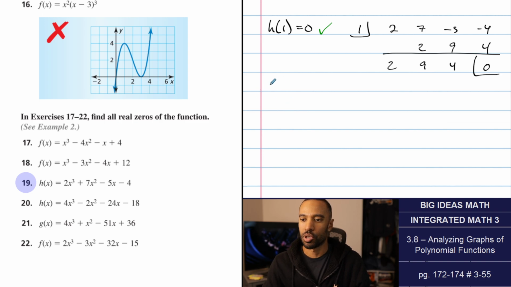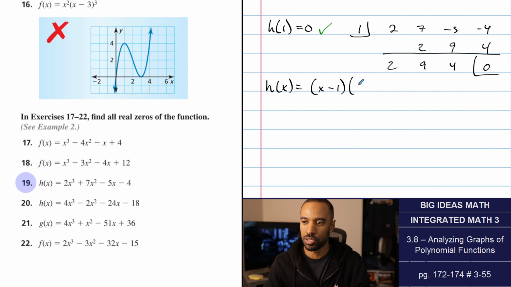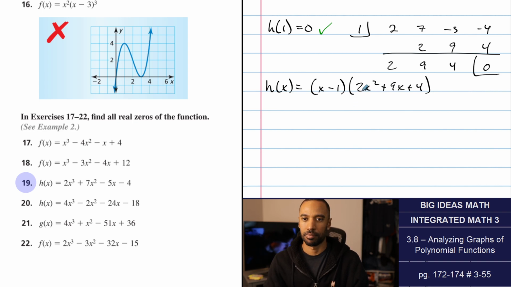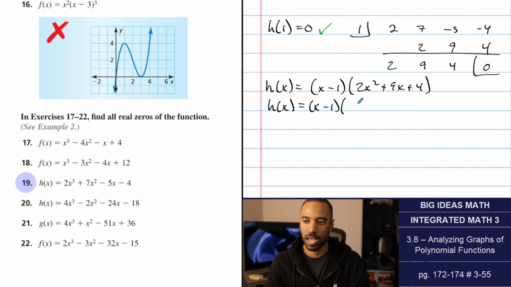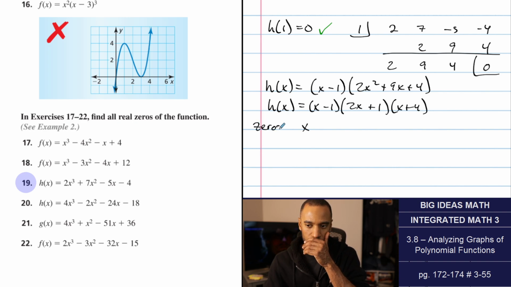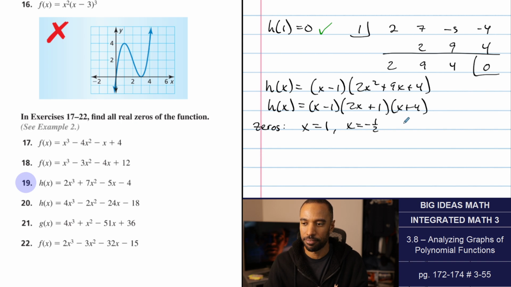All right, so this thing is h of x equals, now it factors to x minus 1 times 2x squared plus 9x plus 4. That is factorable to x minus 1 times 2x plus 1 times x plus 4. That's 8x plus 1x is 9x, like that. So your zeros are x equals 1. If 2x plus 1 equals 0, you subtract 1 and divide by 2, x equals negative 1/2, and x equals negative 4.